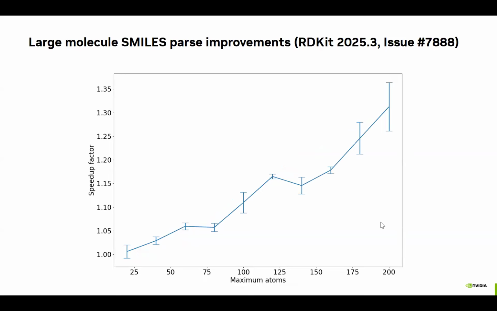We helped out with SMILES parsing, particularly of large molecules. So you'll see no effect on small molecules, but if you have over 100 atoms in your molecules, we worked on a hotspot there in the CIP labeling code.